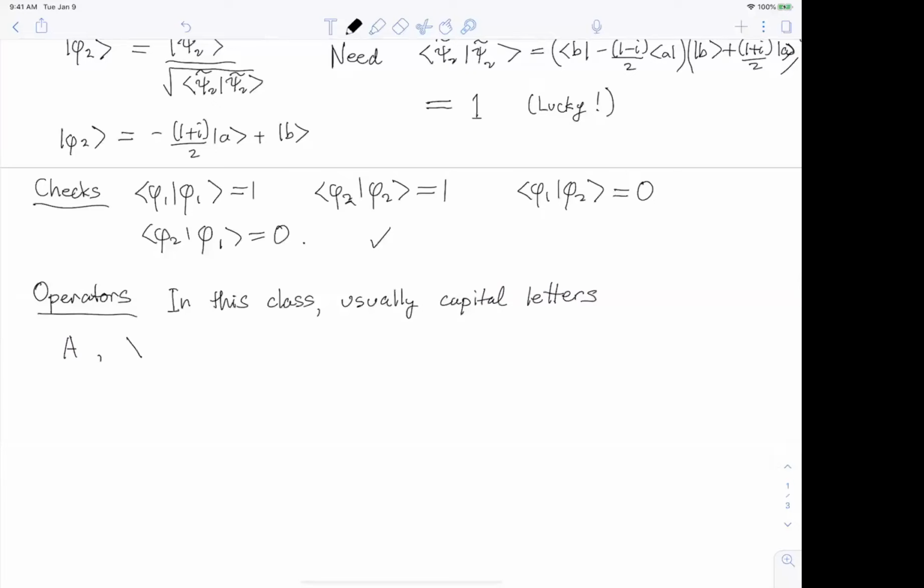For position, we'll use X. For momentum, P. Later on, we'll talk about angular momentum, which is L. So this A would be something generic. When I can't think of anything else to call it, I'll call it A. This would be position. P would be momentum. I don't know why momentum is P, that's just tradition. L would be angular momentum.